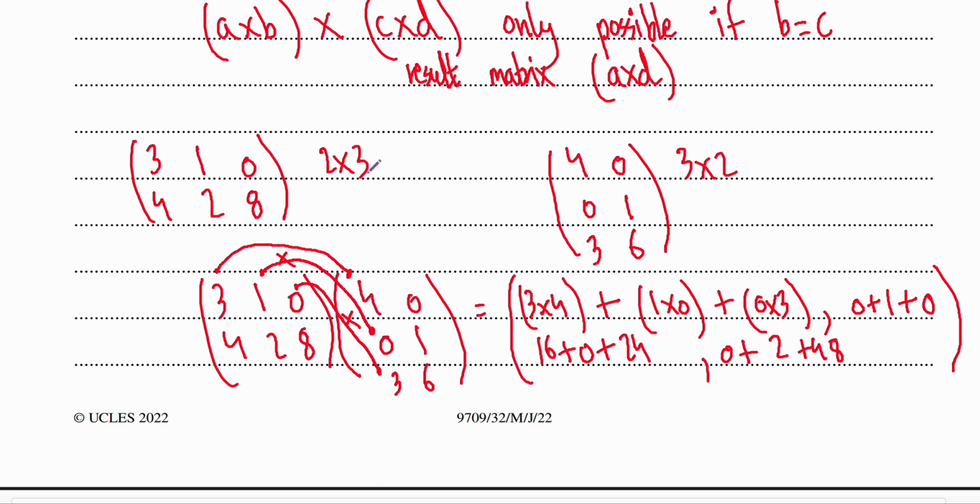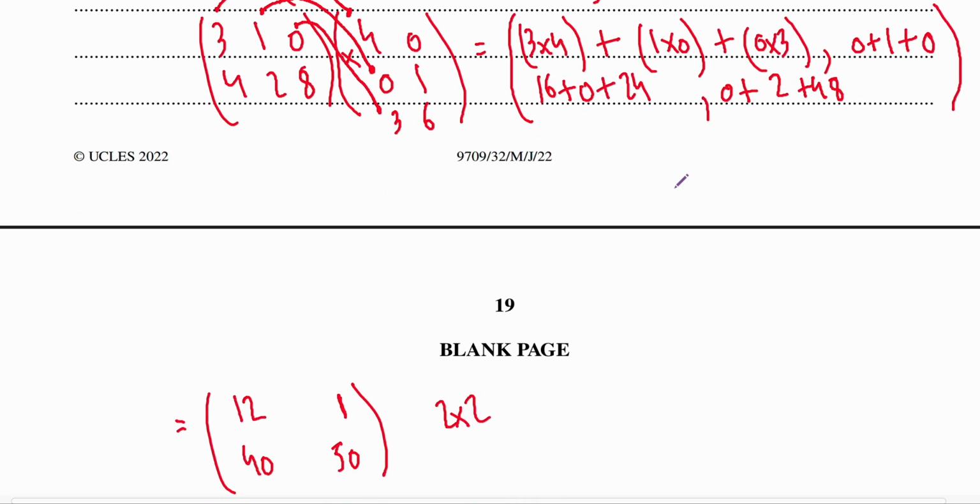We have a 2 by 3 matrix. So the 3's and the 3's match. So we can multiply. And then we end up getting a 2 by 2 matrix because that's A and that's D. So that's how you multiply matrices.